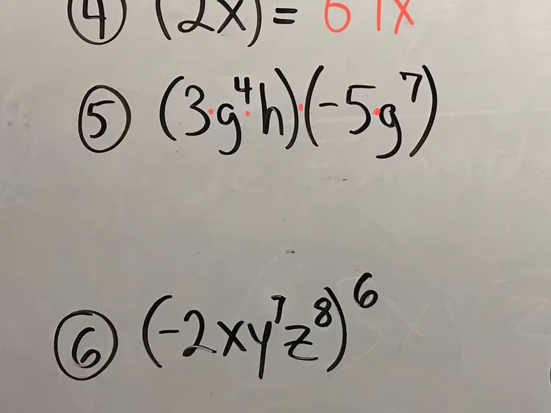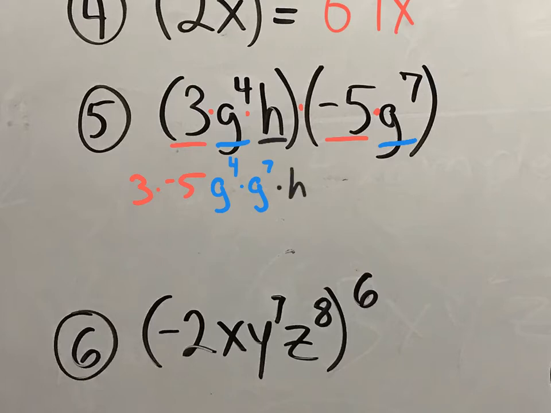I want to start with the coefficients. 3 and negative 5. I'm going to end up with negative 15 as my first part of my answer. But then again, the g to the 4th and the g to the 7th, I'm going to rewrite that also. G to the 4th, G to the 7th. I'm just rearranging things. And the last one, the H, there's nothing to pair it up with, so I'm just going to bring it down, H.